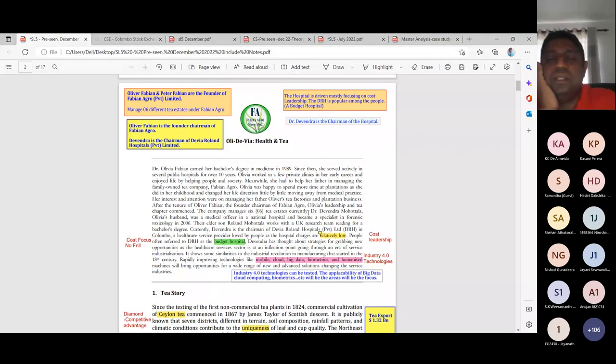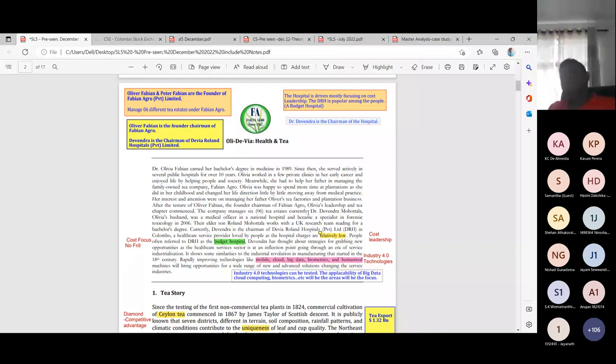He's a medical officer in a national hospital and became a specialist in forensic toxicology in 2006. So a different area. Forensic toxicology is the area her husband has specialized in. Now see, Olivia is there, and Olivia's husband is there. Now it's going to talk about the son also. The elder son, Roland Mohottala, worked with the UK research team while reading for a bachelor's degree.